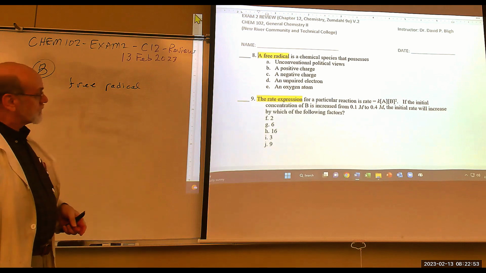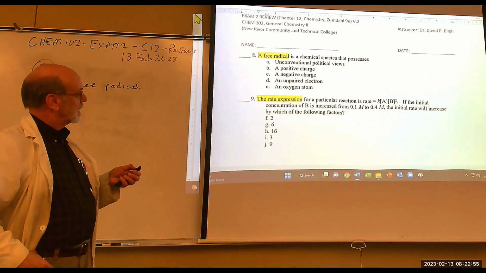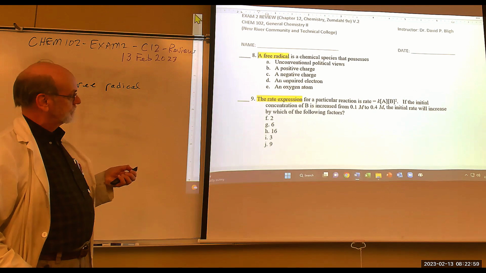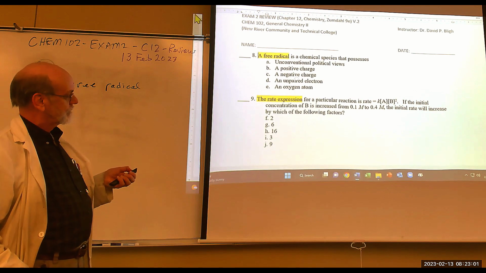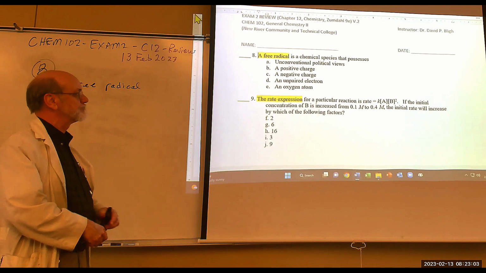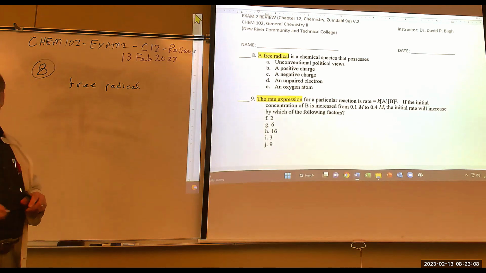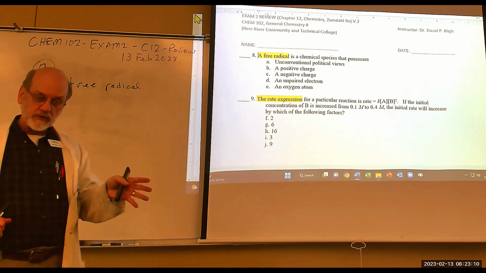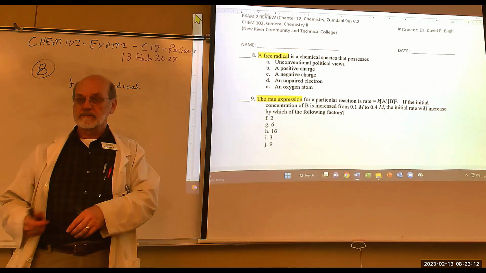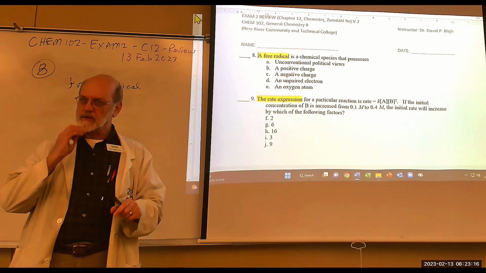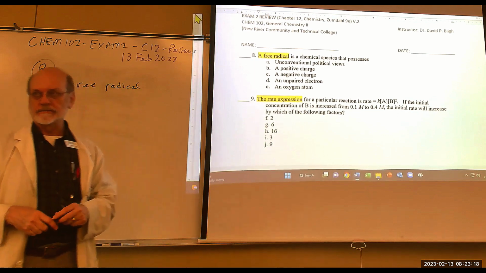Okay, so to answer the question, it has an unpaired electron right here. And free radicals can be neutral or they can be ions, either one, as long as they have that unpaired electron. One, sometimes they have more.